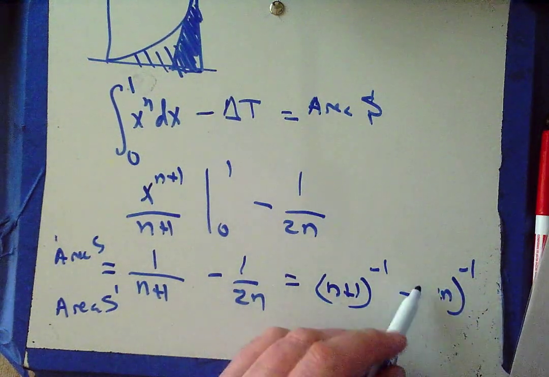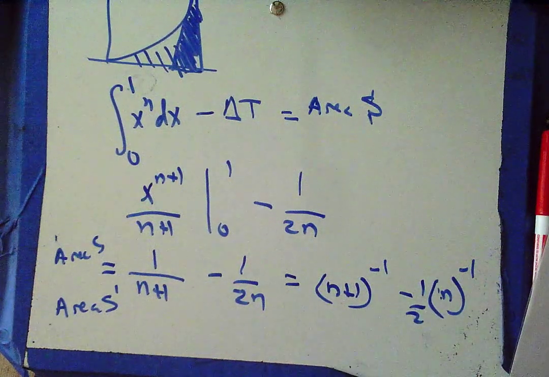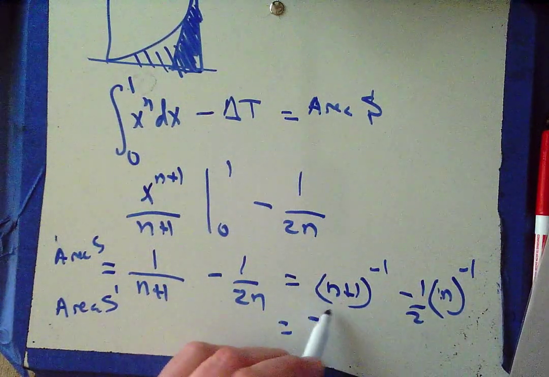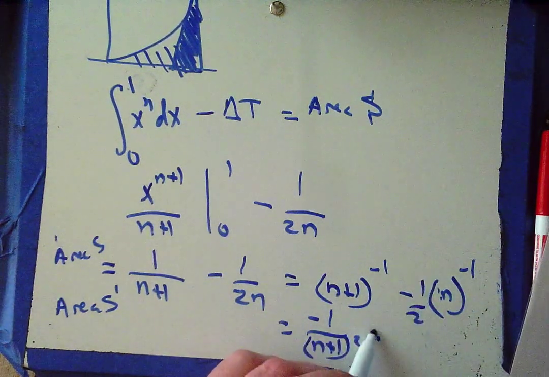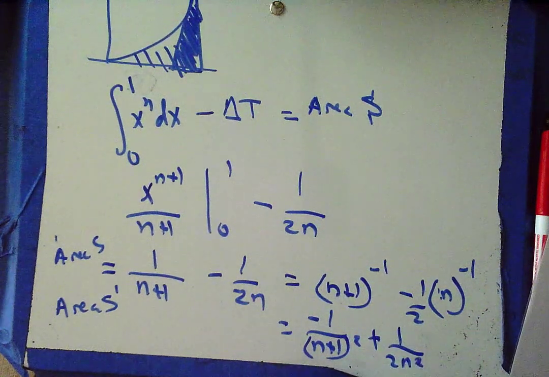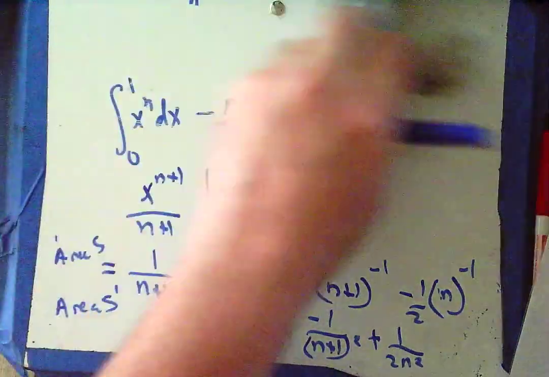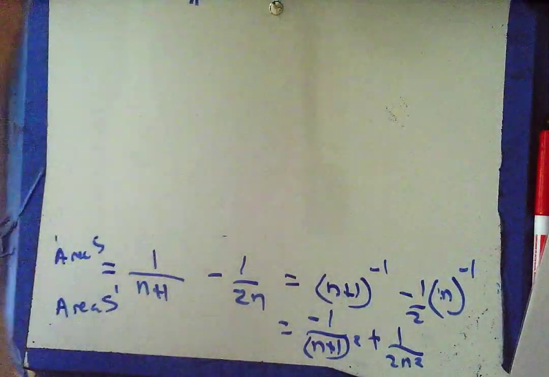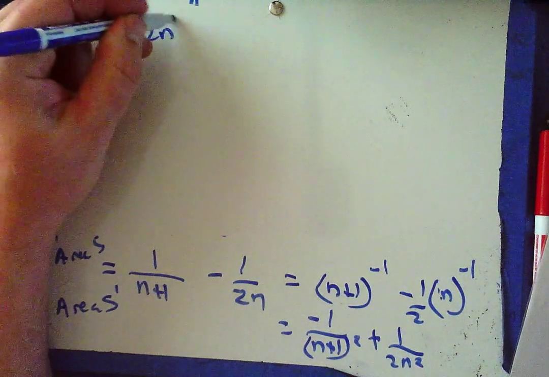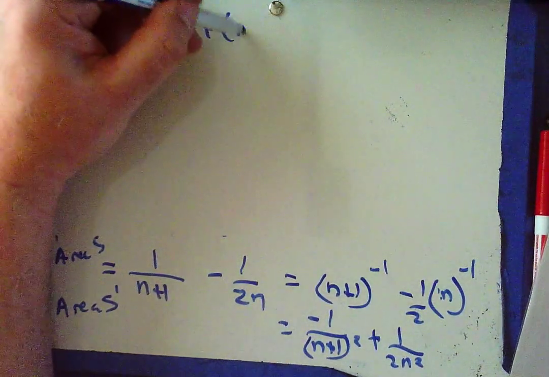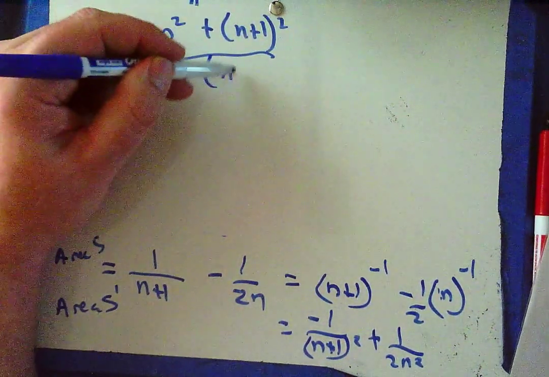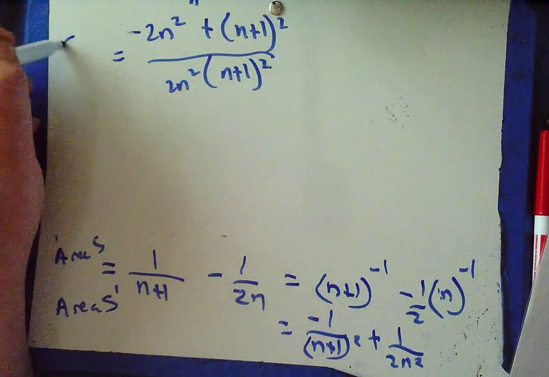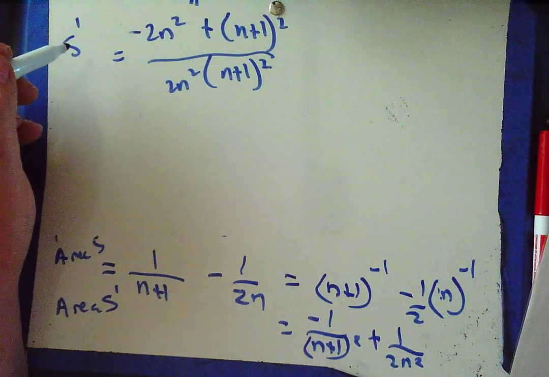Actually, I would feel better about that. So I take the derivative and I get -1 over (n plus 1) squared plus 1 over 2n squared. I'm going to make a common denominator here. And I'm going to have -2n squared plus (n plus 1) squared all over 2n squared (n plus 1) squared. That's S prime, area of S prime.